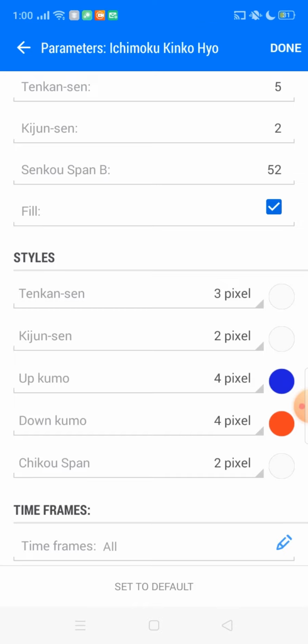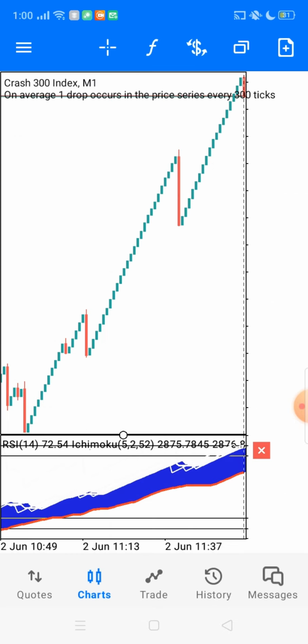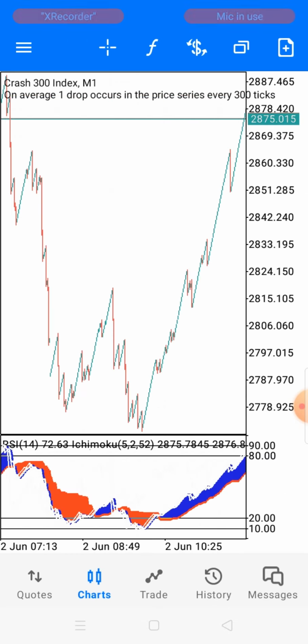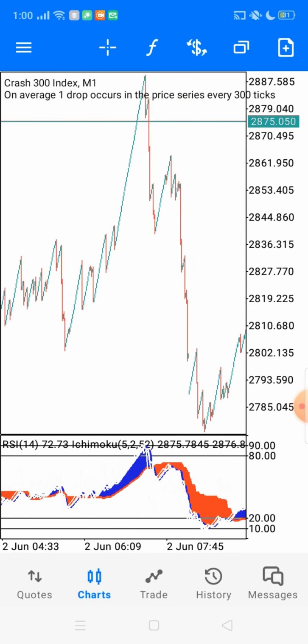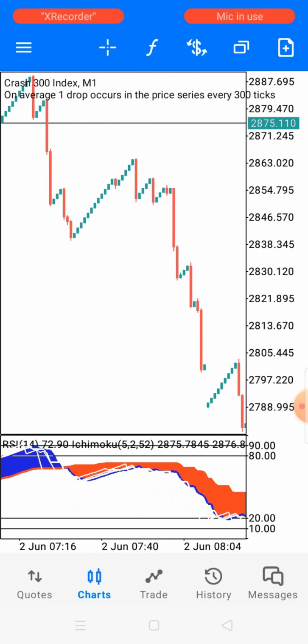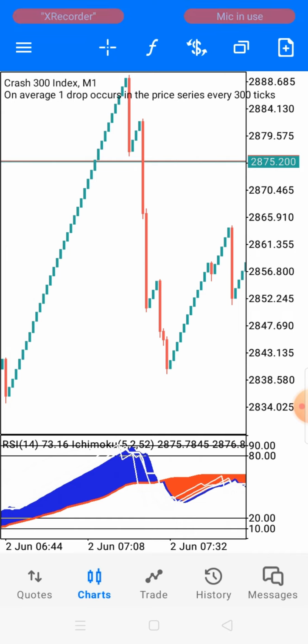You can see I'm using white for the first, white for the second, for up Kumo I'm using blue, and for down Kumo I'm using red. Then the others are white because my background is white. So you just click done when you're done with that, and you have something like this on your chart. Zoom level 3 is cool.